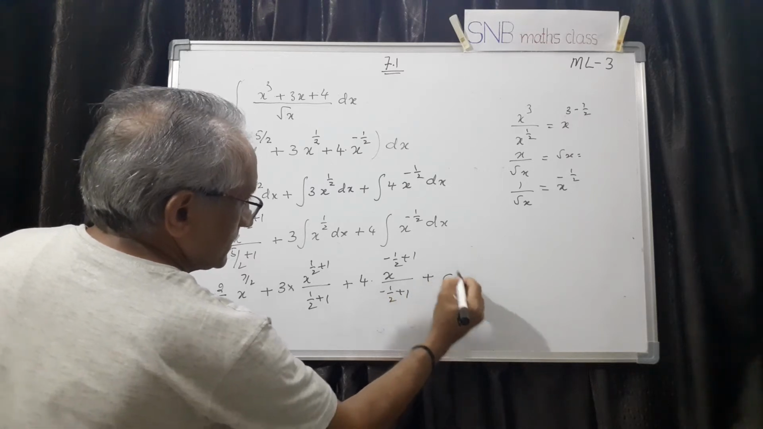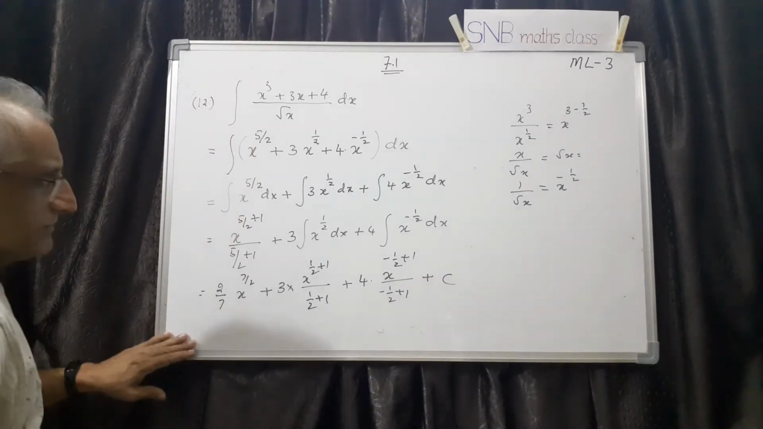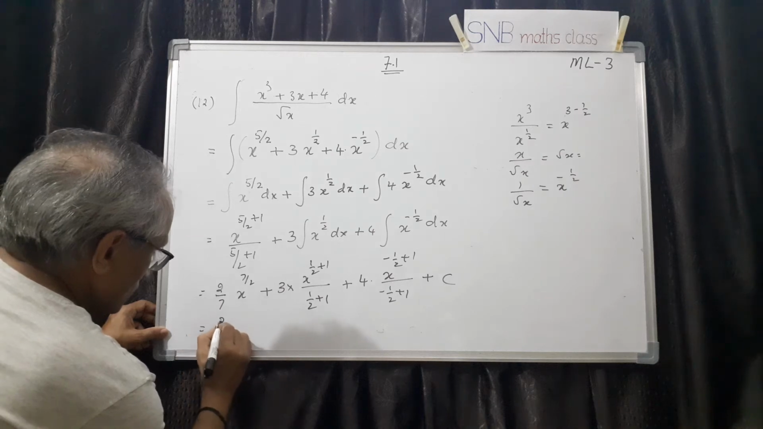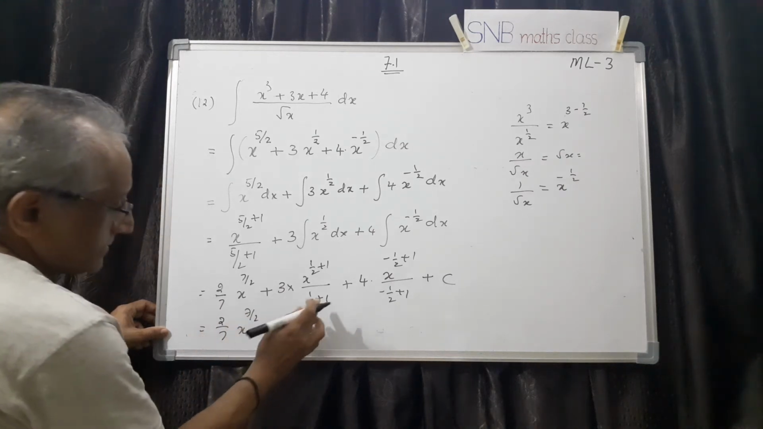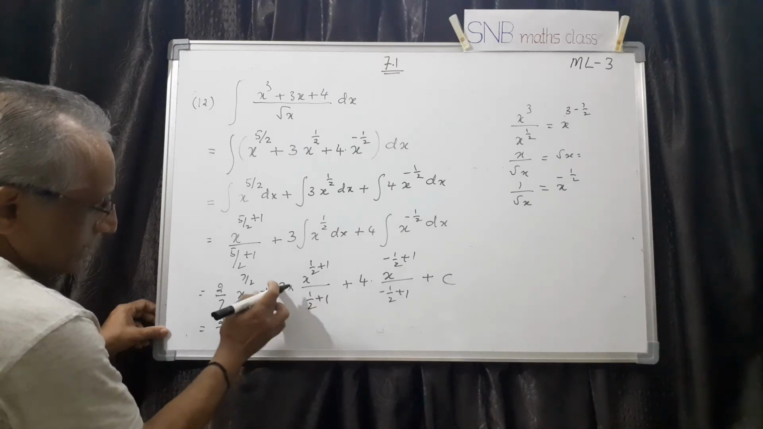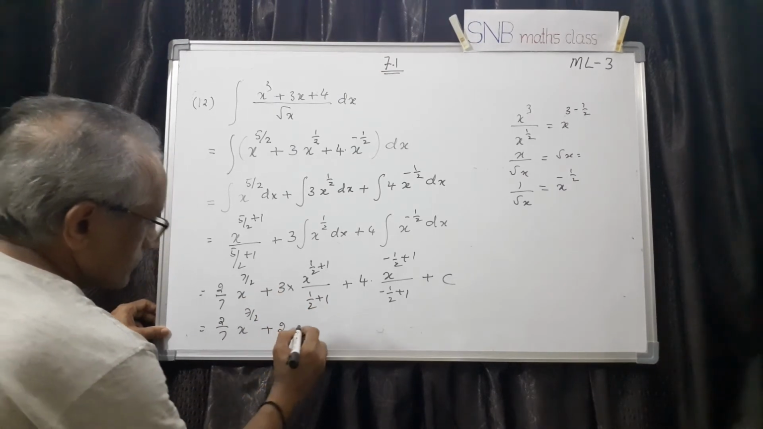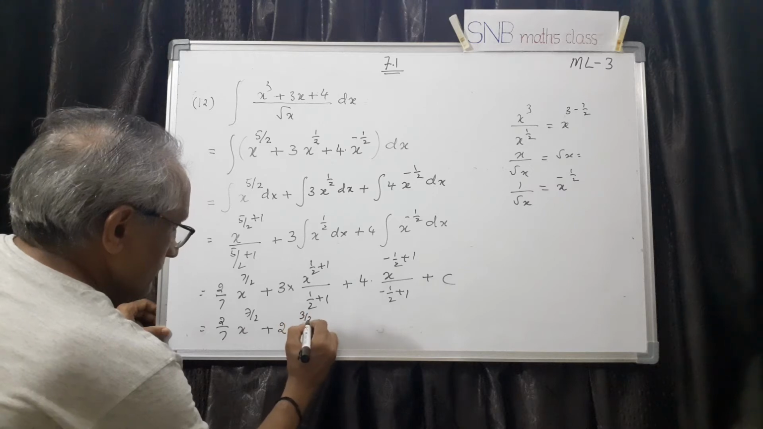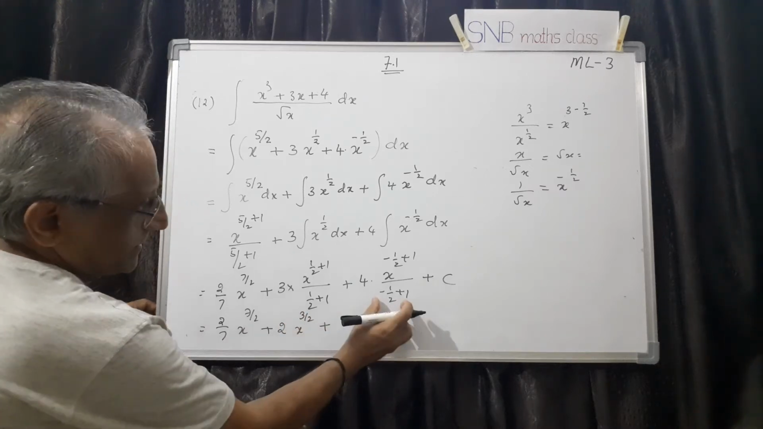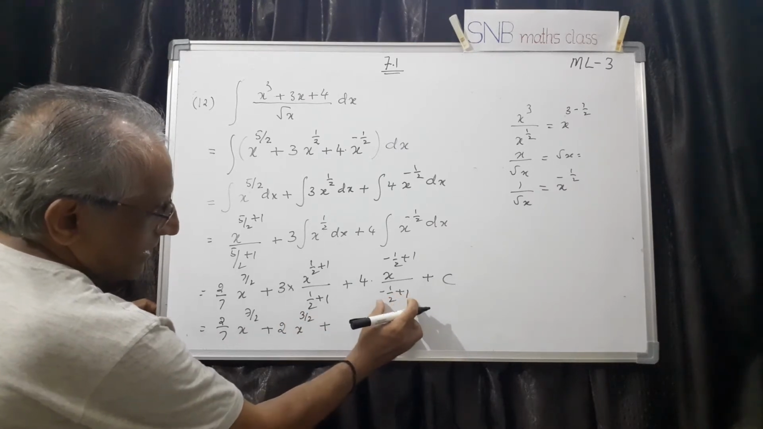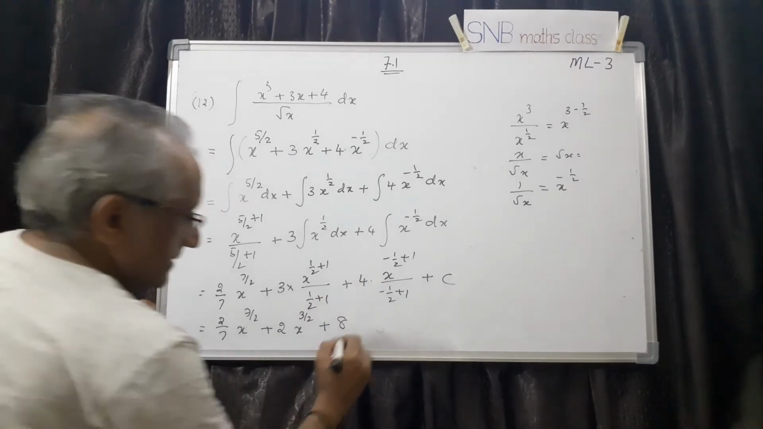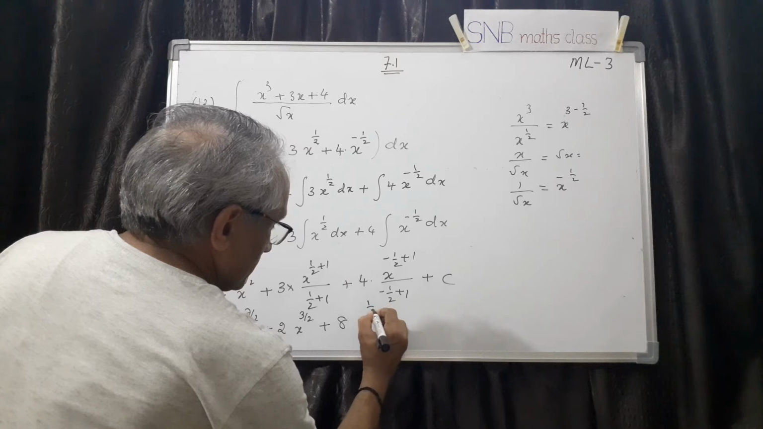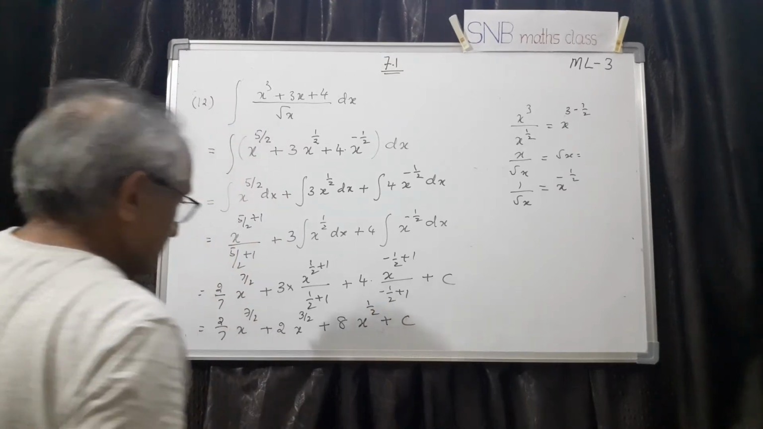Then of course, later, you can simplify this. This will be equal to 2 by 7, x power 7 by 2. First one. See, this becomes actually 3 by 2. 3 cancels, 2 goes here. So then x power 3 by 2. Then plus here it is minus half plus 1 is half. Half goes, so it is 8. Then it is x power half plus c. So this is the answer.